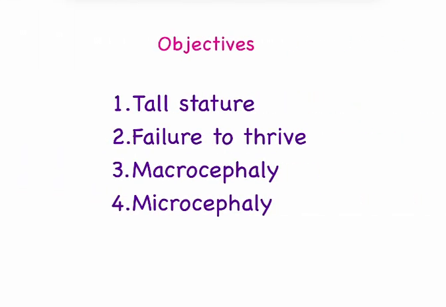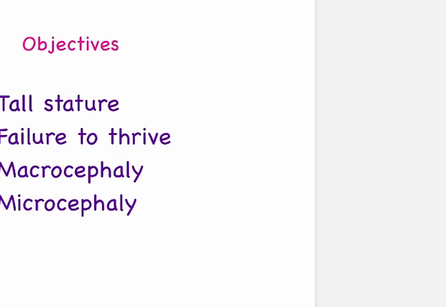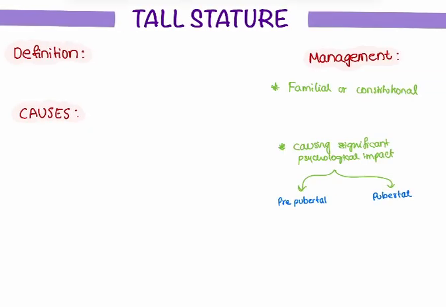The objectives of today's video are tall stature, failure to thrive, macrocephaly and microcephaly. Tall stature. Tall stature is defined as height greater than 2 standard deviation for age and sex.